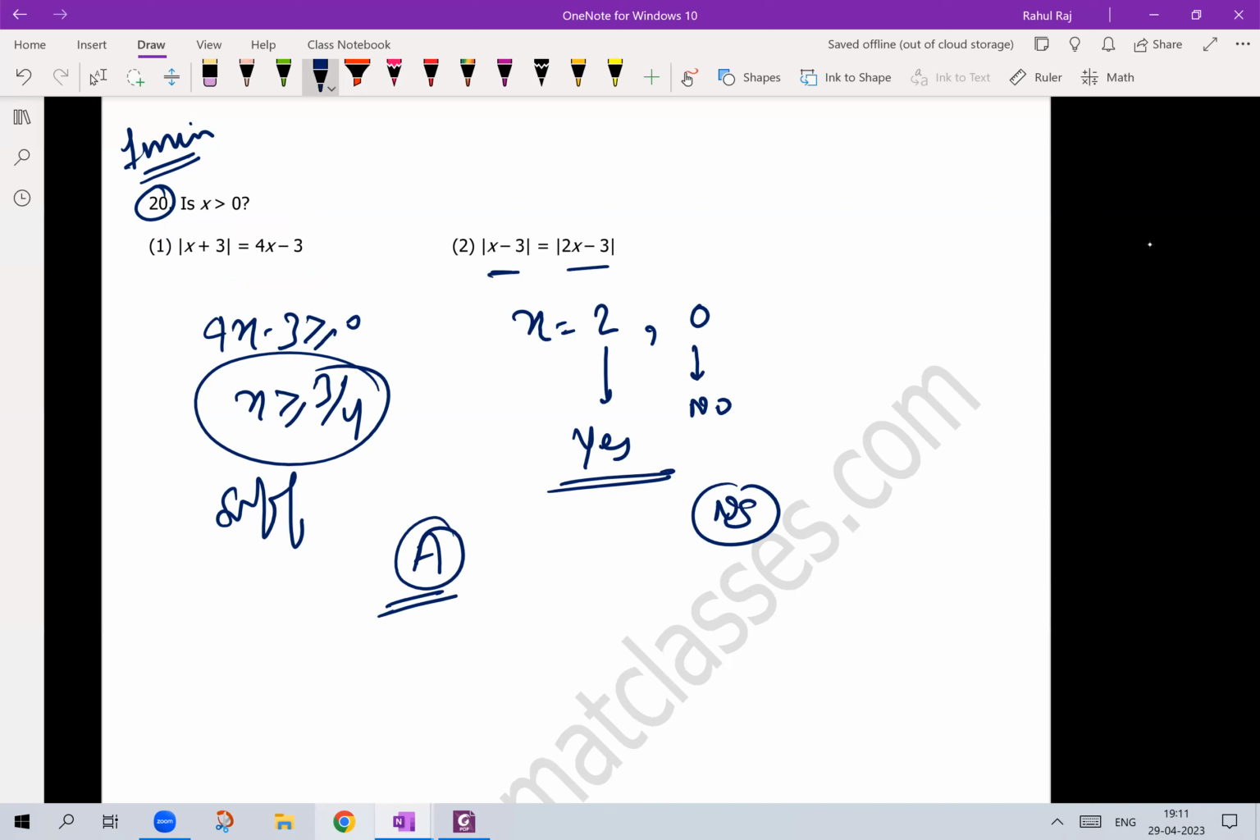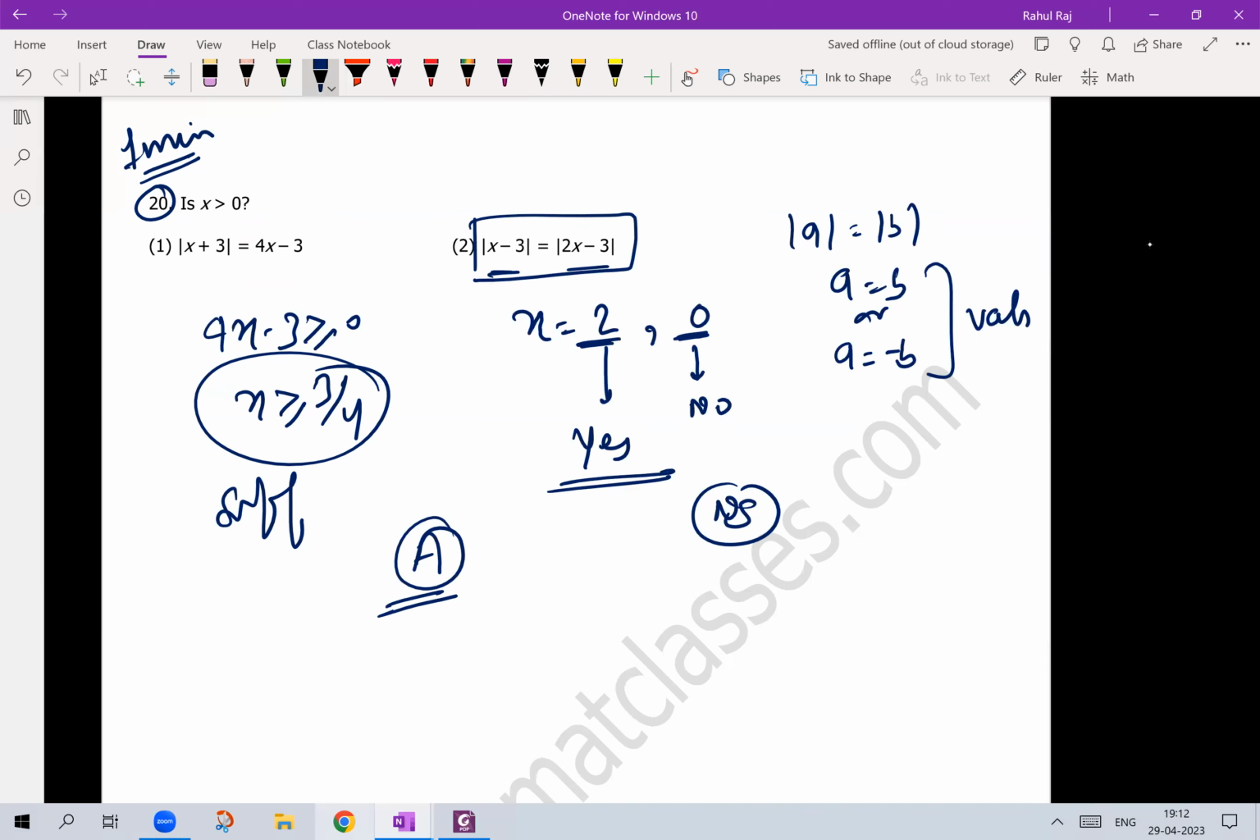Anyone, any doubt? If you solve this, x minus 3 is equal to 2x minus 3, and x minus 3 is equal to negative of 2x minus 3. You will get x is equal to 2 or x is equal to 0. Simple: mod A equal to mod B is either A equal to B or A equal to negative B. Both values are valid, and those are the values I've got, x is equal to 2 and 0. Now my question is, is x greater than 0? When x is equal to 0, it's a no situation. When x is equal to 2, it's a yes situation. So not sufficient, and option number A is sufficient. Anyone, any doubt? Kashish, is this clear? Yes, Rahul.